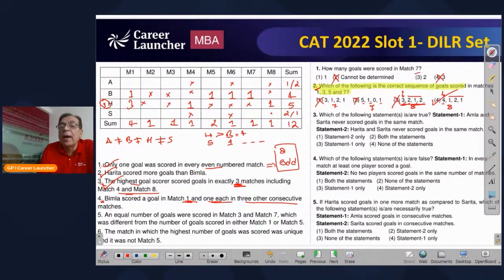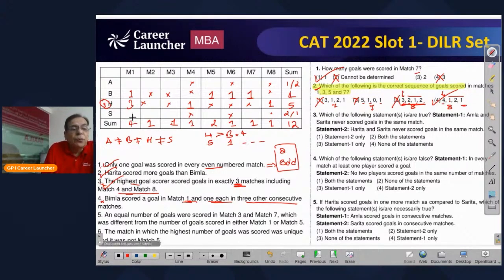Goal scored in match 7 has to be 1. So if you notice, my focus was not completing the table. My focus was on answering the question. Amit, at the end of the day, this is a CAT set, CAT 22, and I've shown you how to use the choices. Now, if you want, you can complete the table also.